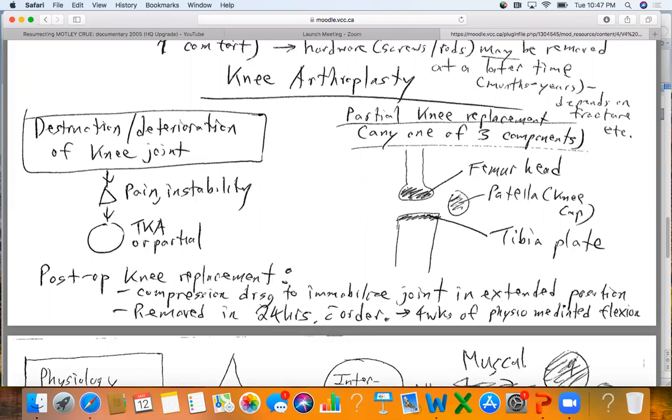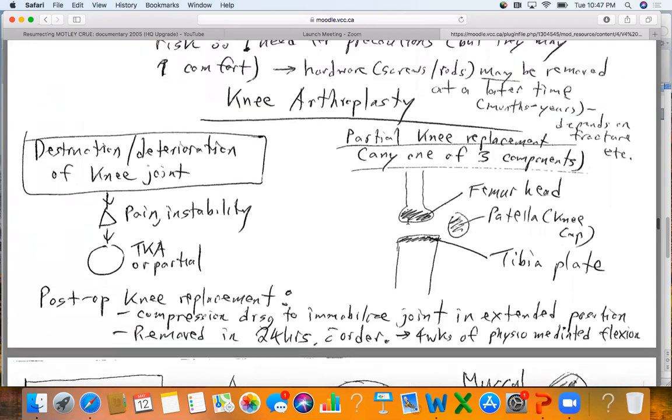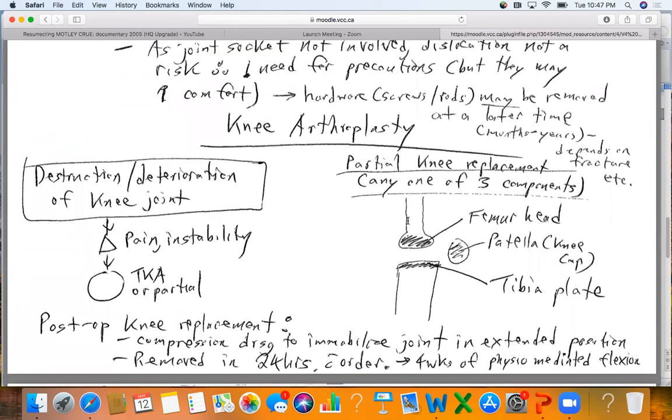Now you can have any one of those components or all of them replaced. A partial knee replacement will involve one of those pieces, and a total will involve them all. The big thing, and we're going to talk about this in the next question, is whether it's a total knee replacement or a partial, you're still looking at the same types of neurovascular checks. Same thing with any of your hip surgeries. So in some ways, from a nursing point of view, we approach these in similar ways.